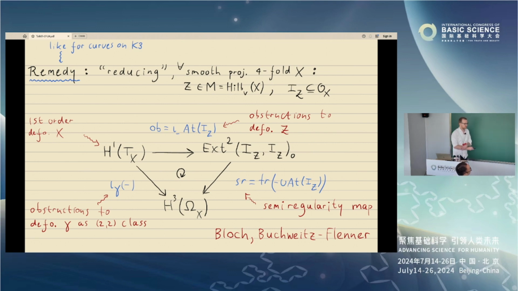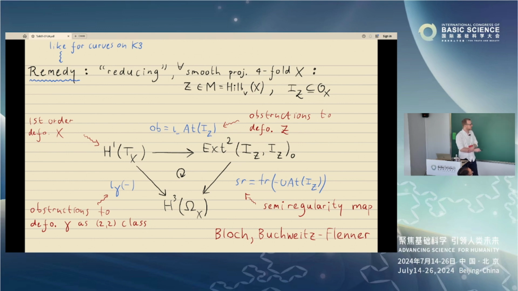Then we have the following diagram. We have H^1 of T_X. These are the first order deformations of your fourfold. And then we have a Hodge theoretic obstruction map. So this is contracting with gamma. So this lands in H^3 of Omega_X. So this map here measures the obstructions to deforming gamma as a (2,2) class, as you deform X, your fourfold.